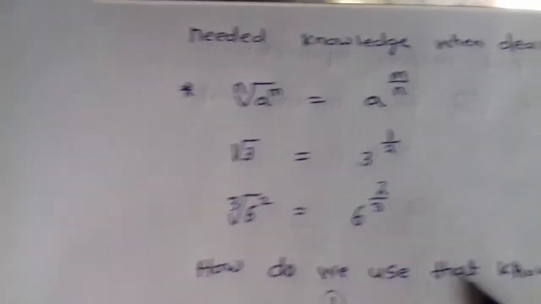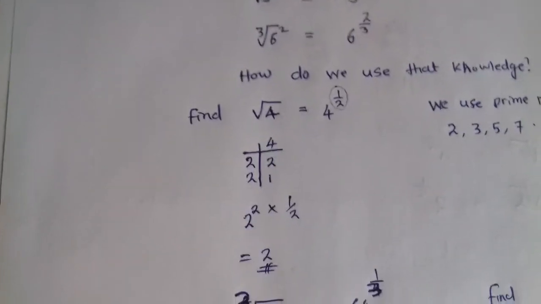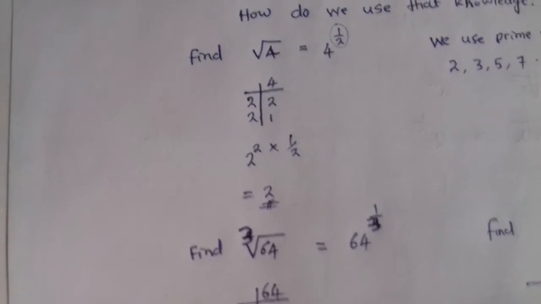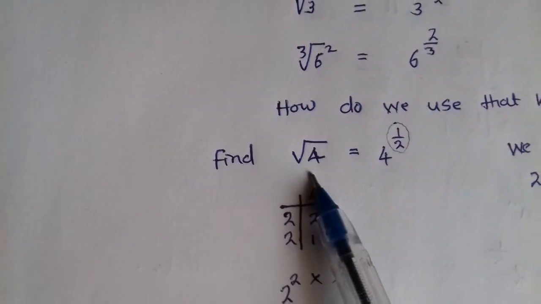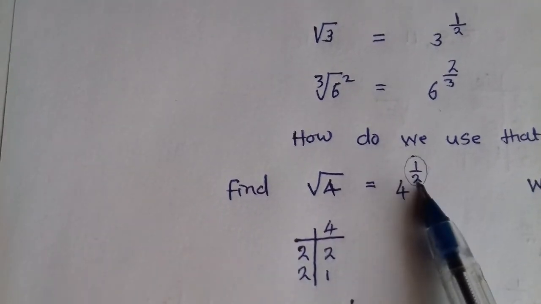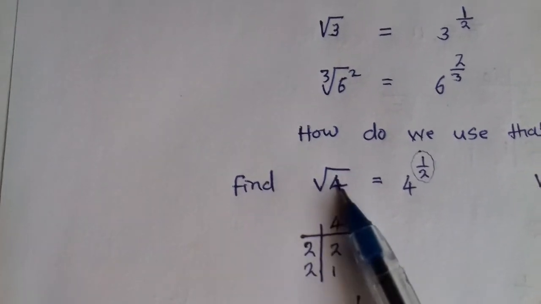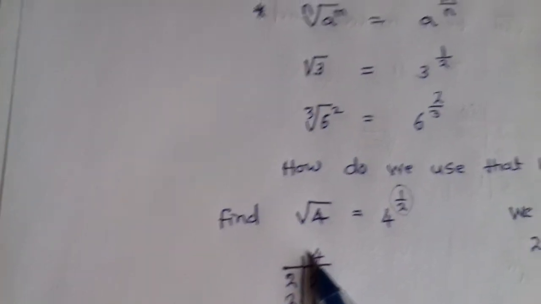Alright, now how do we use this knowledge? What we are going to do is this. We are going to use it to find the square roots of given figures. Alright, for example, we have the square root of 4. We know that this one can be written as 4 to the power 1 over 2. So what you do, you draw this cross, get this radicand, write it here, and now we use what we call prime numbers.